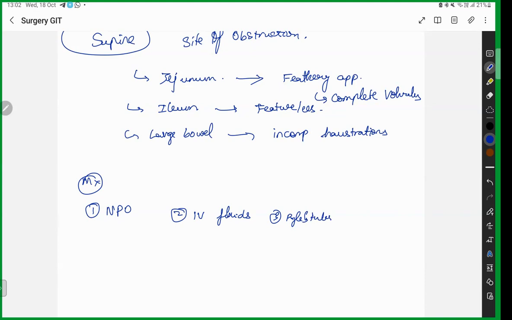NG tube or you can go for Ryle's tube. Why you give Ryle's tube, and IV tube is okay. So நம்ம சாப்பாடு வந்து அது வழியா தான் உள்ள அனுப்பணும். So then you can go for the fourth one, that is going to be IV antibiotic.